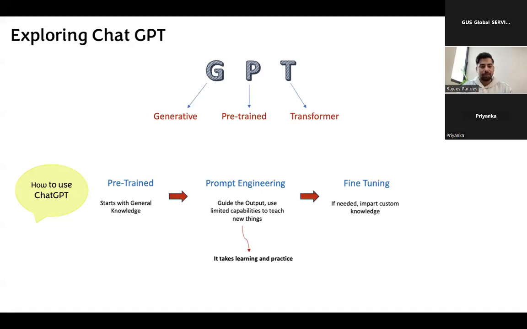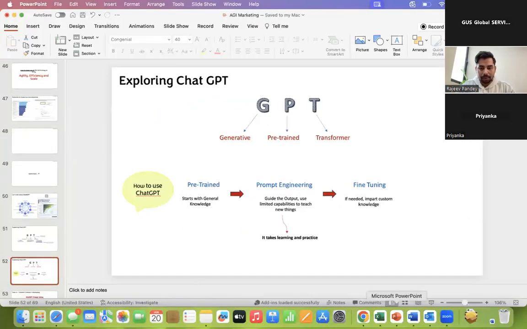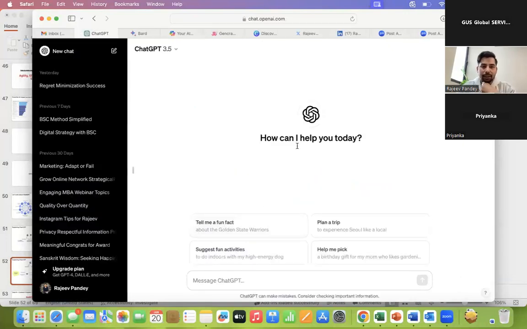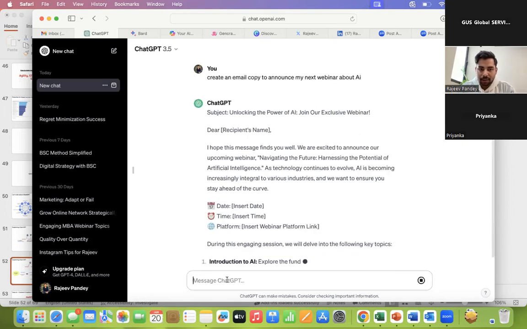Okay, let me give an example to help you understand this faster. Let's say we are in ChatGPT. I'm currently using ChatGPT 3.5. I'm writing: create an email copy to announce my next webinar about AI, for example, and it immediately creates this for me.